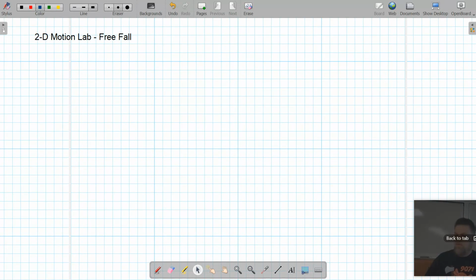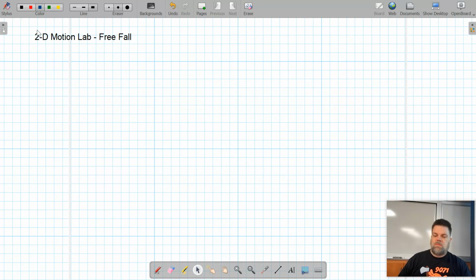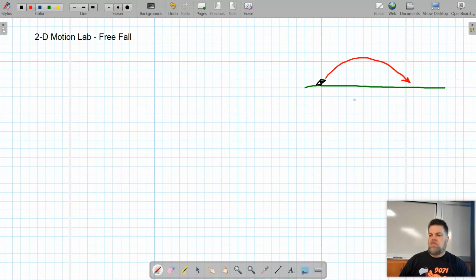All right. So for our free fall, let's recap what we're talking about, okay? So we're going to be outside, right? Somebody's going to be shooting something, right? And when you think about that, that object is going to go along this path, right? It'll go up in the air, and then it'll fall back down, right? A couple of things to keep in mind.